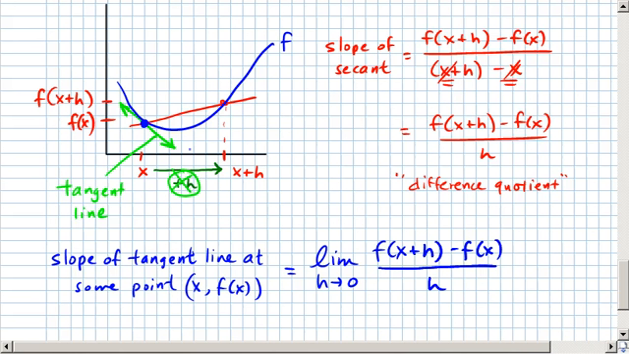Okay, so in the next video I'm going to show you some examples of actually how this works, but I wanted you to be able to see where it came from to more fully understand it.